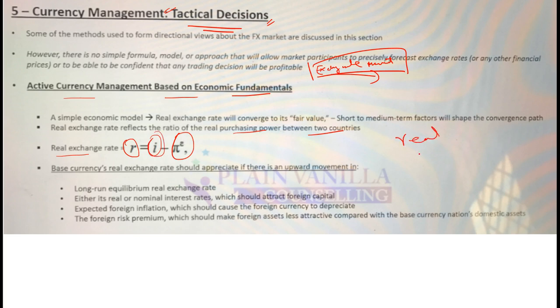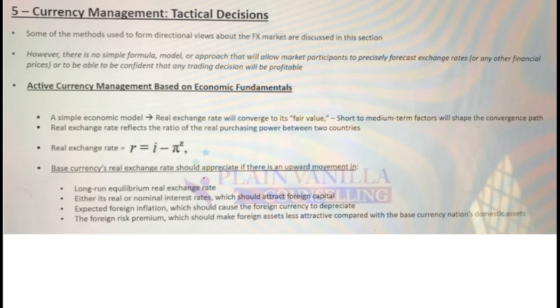So the assumption is that if there is a high real interest rate in a country, then this country's currency will depreciate more, and eventually the real return, considering the depreciation of the currency, would be the same from both countries. The base currency's real exchange rate should appreciate if there is an upward movement in the long run equilibrium real exchange rate. So when should the real exchange rate of the base currency appreciate? When there is an upward movement in the long run equilibrium real exchange rate.